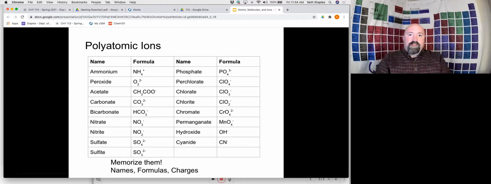All my red ones are -2s. Boom. And it's another way to help you remember some of these charges and so forth. So that's what I would do if it were me. That's how I would learn these.